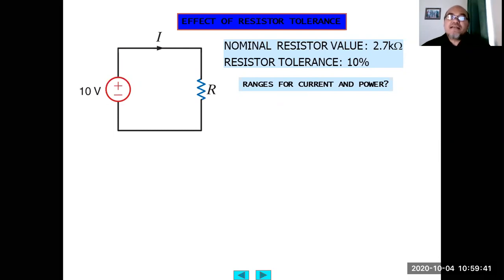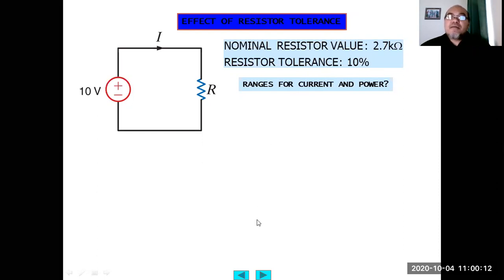Okay, another friend of yours asked this question. We have this 10-volt voltage source driving a current I into a load resistance R. This is one of the design and implementation examples. The nominal resistor value, nominal meaning like the average of the resistor value, is 2.7 kilo ohms, and the resistor tolerance is 10%. The question asks what will be the ranges for the current and power?